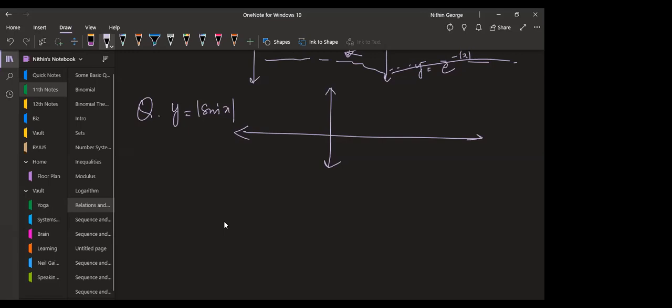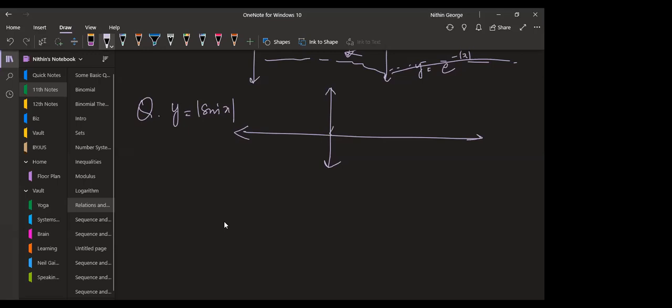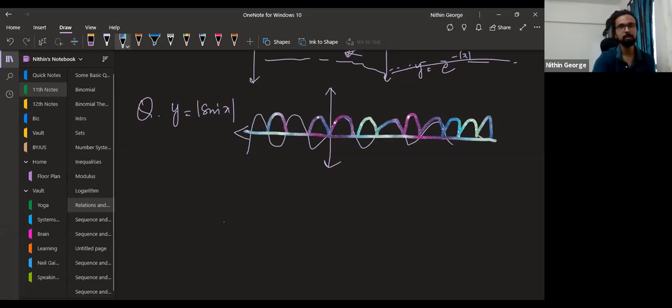So will all the negative parts get flipped to the top, like in that parabola question? So, okay, first I'll draw sin x. So, sin x is here. All the negative parts get flipped over to the top. Absolutely. So the graph will be like this. All right, just keep on going like this. Are you following? Guys, are all of you following? Mod sin x will be between 0 and 1.